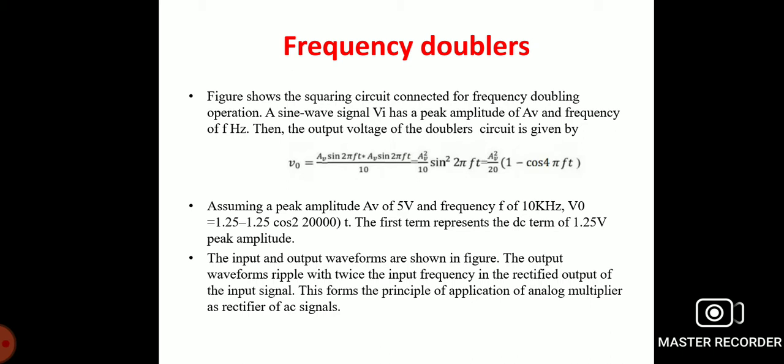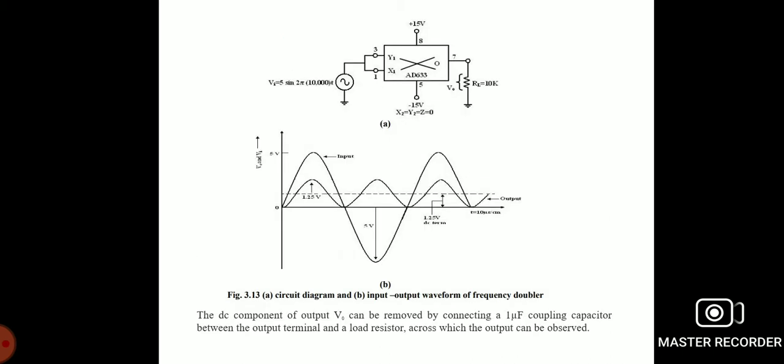Then the input and output waveforms are shown in the figure. The output waveform ripples with twice the input frequency, a rectified output of this input signal. This forms the principle of operation of the analog multiplier as a rectifier of AC signal. Now we see the structure of the frequency doubler circuit. The DC component of the output V0 can be removed by connecting a 1 microfarad coupling capacitor between the output terminal and the load resistance across the output.